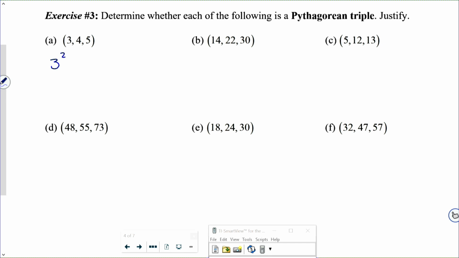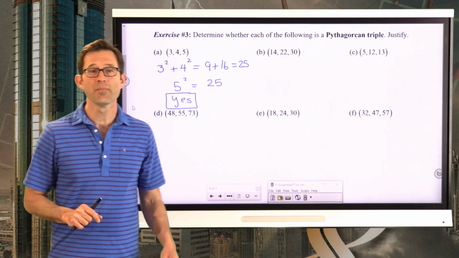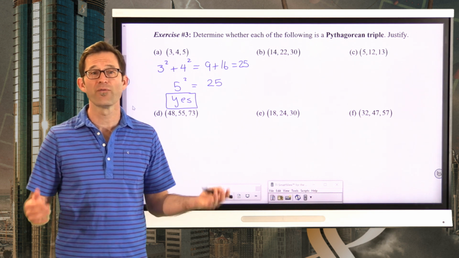Well, what I want to do is do 3 squared plus 4 squared. Now this one I can actually just do in my head. That's 9 plus 16, and that's 25. The third one is 5 squared, and that's also 25. So yes, that is a Pythagorean triple. In fact, this might be the most famous of all Pythagorean triples. It's known as the 3, 4, 5 triple.